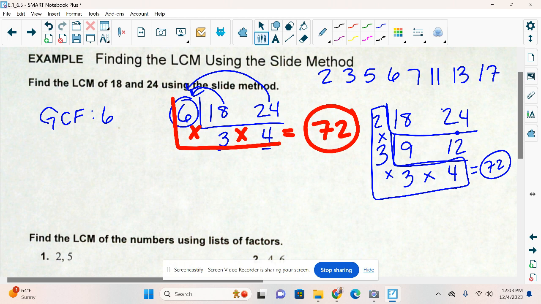Okay, but that's just more steps. If you know your multiplication facts and you can pick a bigger number to start with, you'll have fewer steps to have to do. That's the benefit of knowing your multiplication facts.